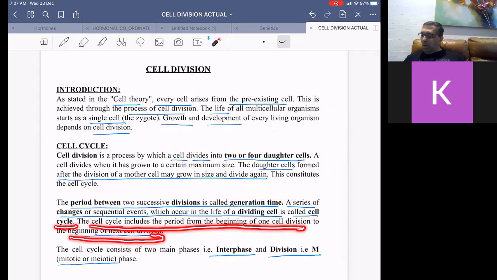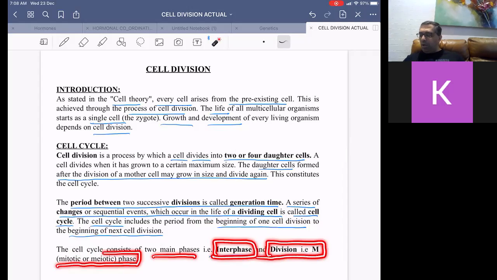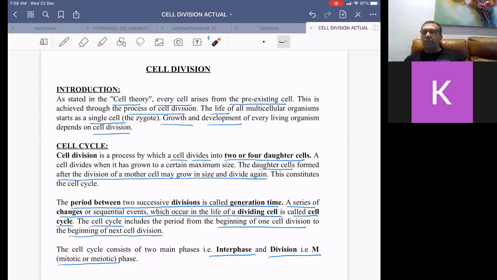And a cell cycle consists of two main phases: interphase and division, or the M, mitotic or meiotic phase. So whether it is mitosis or meiosis, there are two main phases, namely the interphase and the division, or the M phase, which is the mitotic or the meiotic phase.